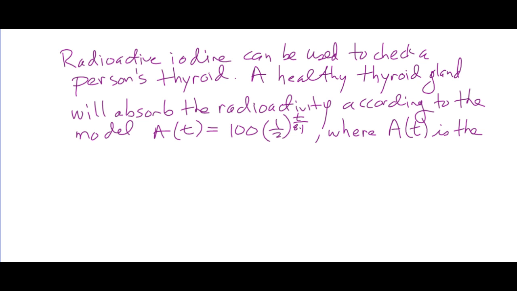So we're giving you this formula, right? Then there's going to be a box at the top of the question with all of this in it. It's called the context. So here's what's going on: where A of t is the percentage of radioactivity in the blood after t days.